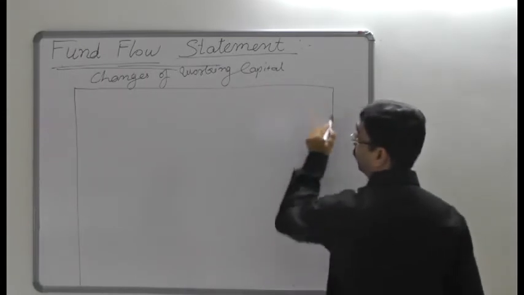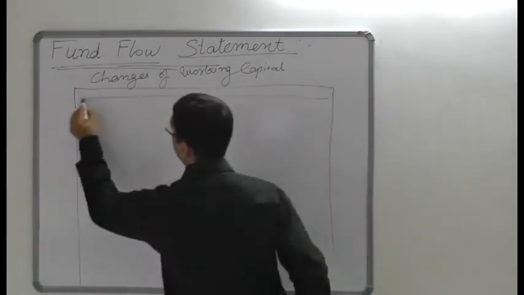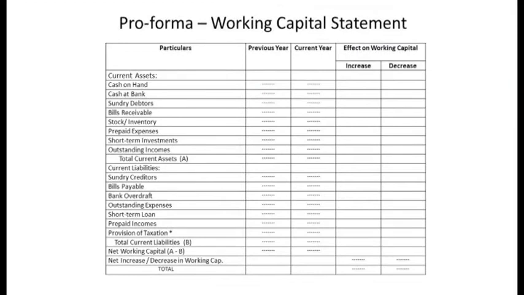See, this is your pro forma of a working capital statement. As I already mentioned earlier, in the part of changes of working capital, it's the difference of current assets and current liabilities, and this is the information of particulars for the last year and the current year. Here it is an increase in working capital, and this is a decrease in working capital. That means the changes in working capital, the comparison of this, is current assets.